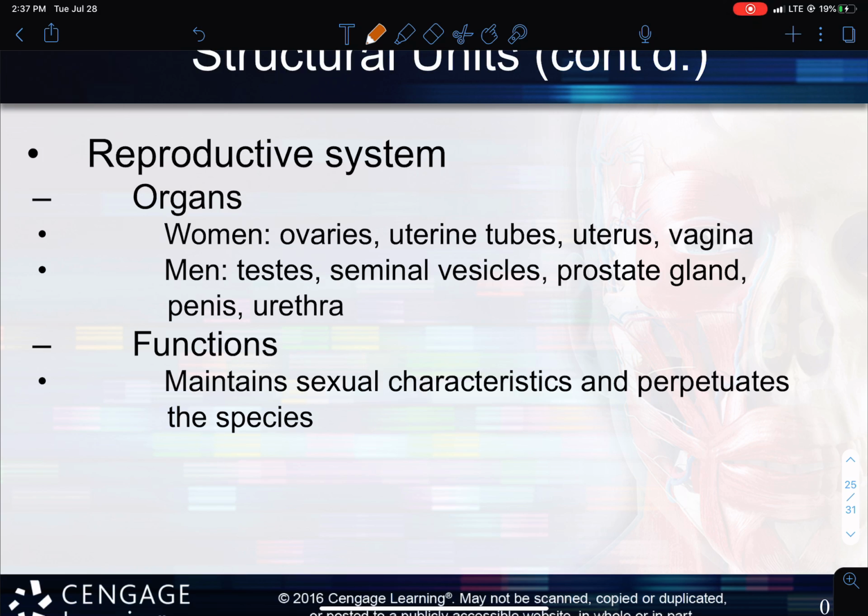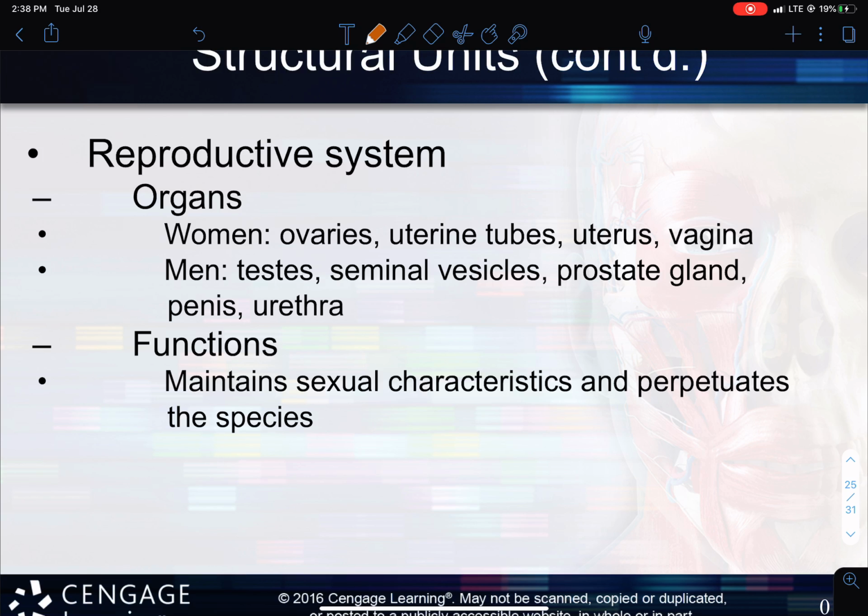So the ovaries is where the egg will be manufactured. It will be taken down the uterine tubes to be in the uterus, and the vagina is used as a sex organ, where the penis from the male can inject the sperm to meet the egg, hopefully somewhere in the uterine tube, and then eventually baby gets implanted in the uterus. 9 months later, boom, woohoo, fun.